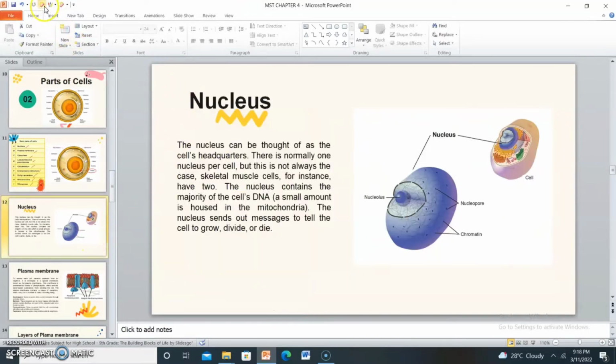First is the nucleus. The nucleus can be thought of as the cell's headquarters. It is normally one per cell, but that is not always the case. Skeletal muscle cells have two. The nucleus contains the majority of the cell's DNA. What is DNA? That is deoxyribonucleic acid.